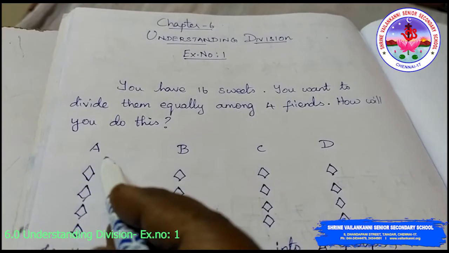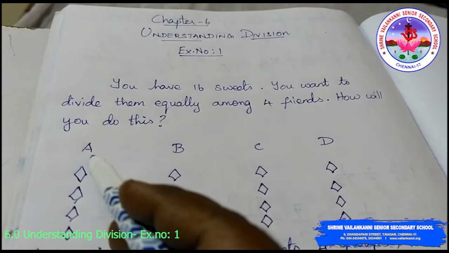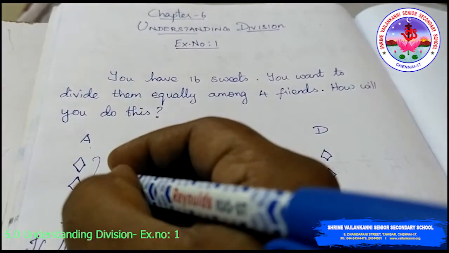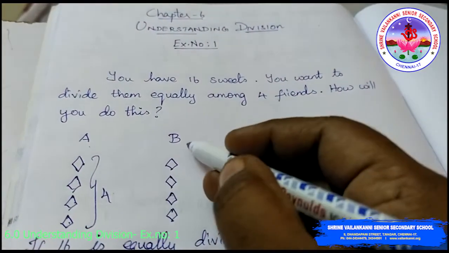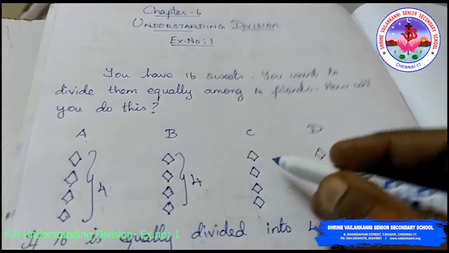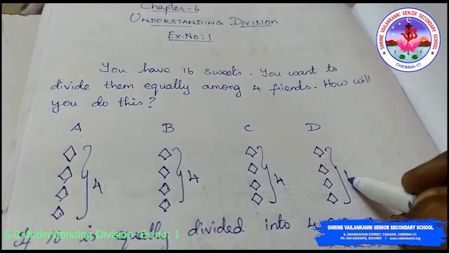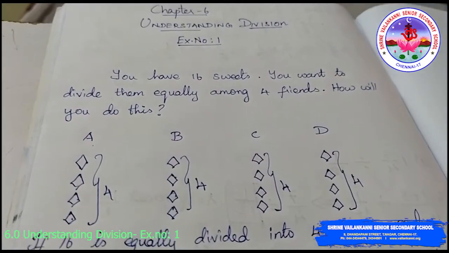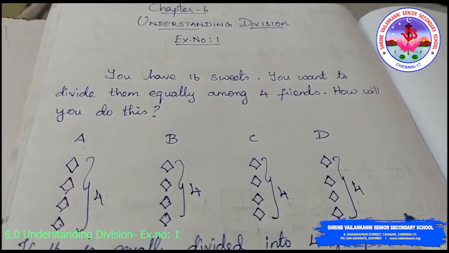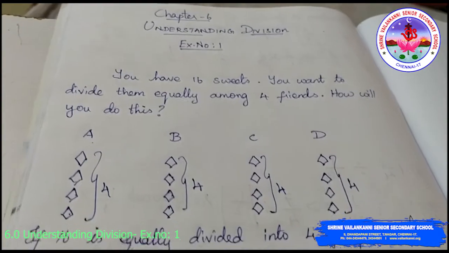Now just check how many sweets are there under each friend. Under friend A: 1, 2, 3, 4. So friend A has 4 sweets, and friend B has 1, 2, 3, 4. Friend B is also having 4 sweets, and friend C is also having 4 sweets, and friend D is also having 4 sweets. So when the 16 sweets are divided among 4 friends equally, each friend will get 4 sweets each.